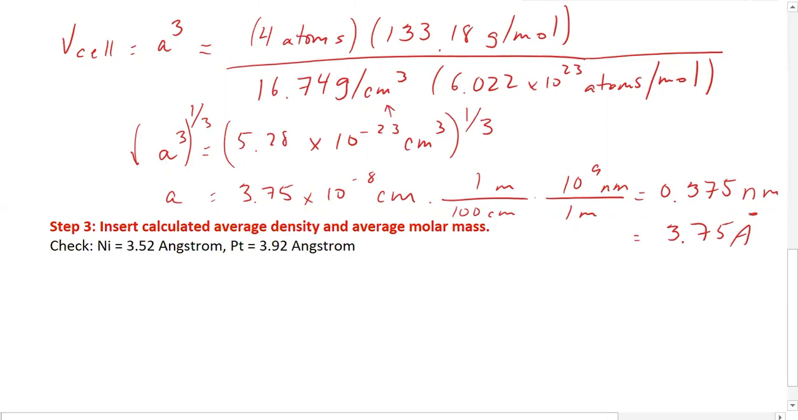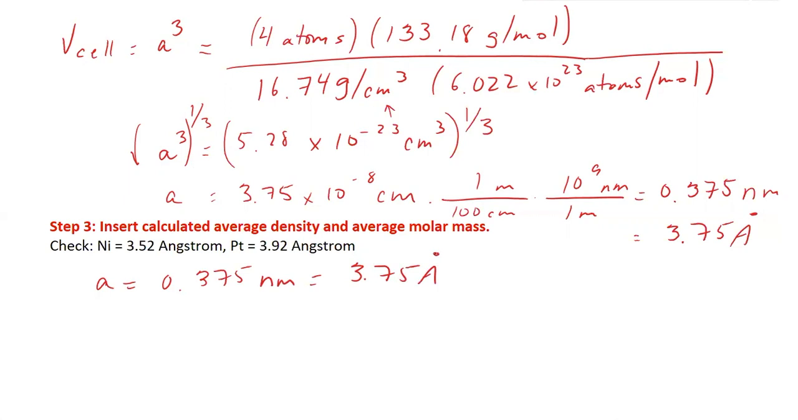So let's check. If our unit cell edge length is 0.375 nanometers, and the lattice parameter for nickel is 3.52 angstroms, and platinum's unit cell edge length is 3.92 angstroms, we can see that 3.75 angstroms is somewhere in between that, and that makes sense.